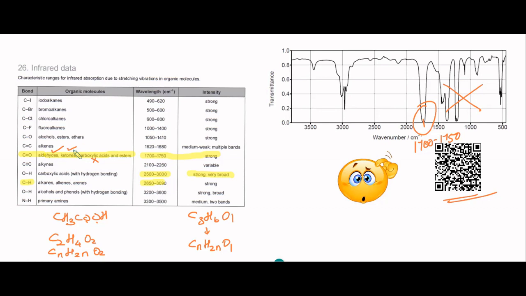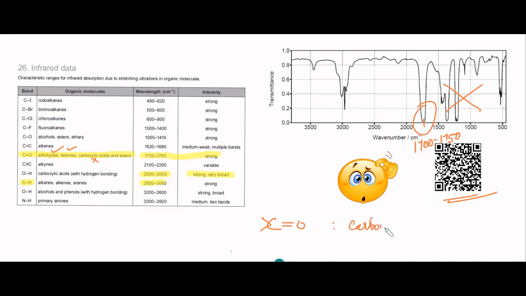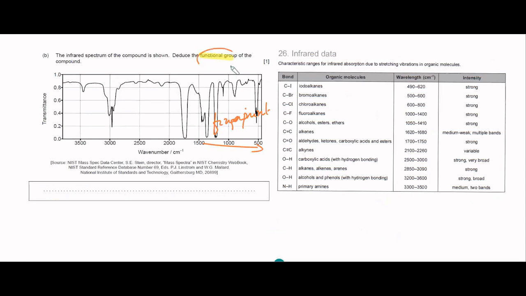But aldehyde and ketone represent the class of organic compounds which have a C=O group, and the C=O group is actually the functional group. This corresponds to a carbonyl. The C=O corresponds to a carbonyl group. So when the question is asking us to give the functional group, we are not supposed to write aldehyde or ketone. The peak at 1700 to 1750 corresponds to carbonyl.